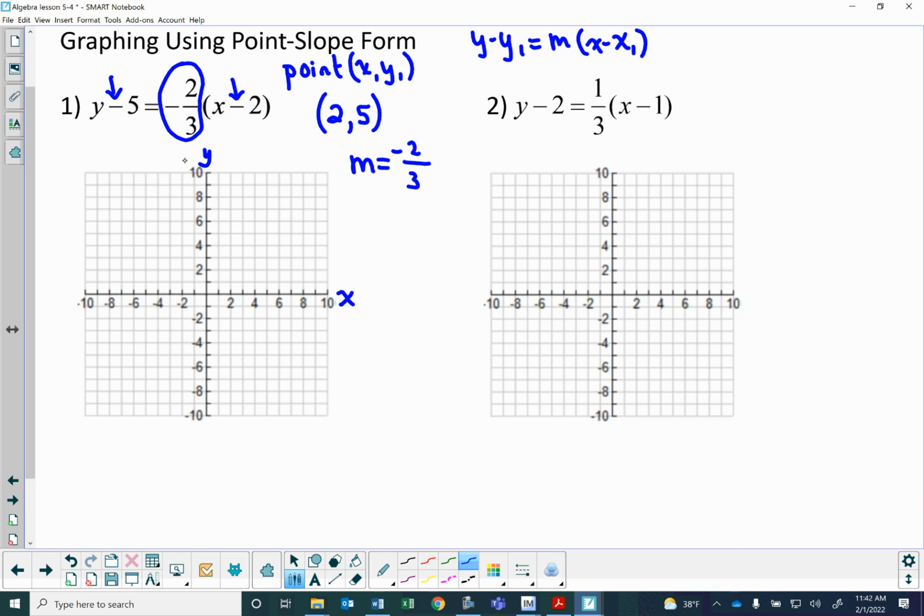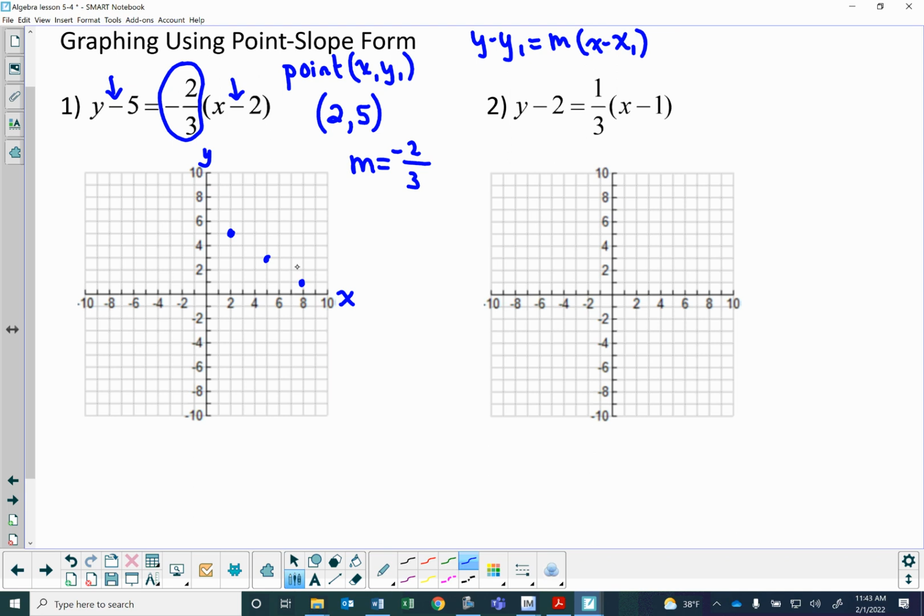Before, we used the y-intercept and the slope, but the y-intercept was simply a point that just happened to cross the y-axis. Now we're going to use a random point that we derived from our equation, and we're going to use our slope. So my point is (2, 5), so I'll go over 2, up 5. There's my point. My slope is negative 2/3, so I'm going to go down 2 and to the right 3.